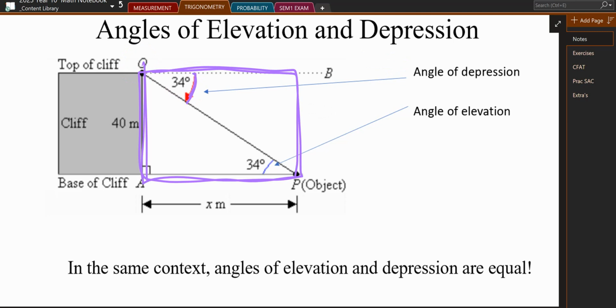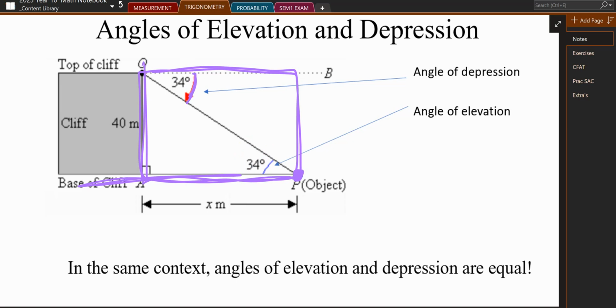Now, the interesting thing is if you are the object down here and you're looking up at whatever the top of the cliff is, there's your horizontal. It creates an angle of elevation that's actually the same. An angle of elevation that's exactly the same as the angle of depression. I hope that's kind of making sense to you all. But here's another thing to keep in mind.